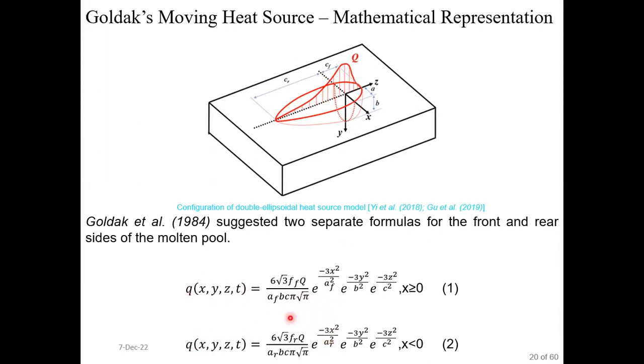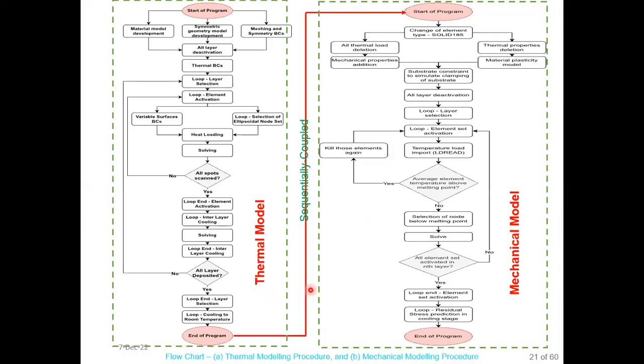The only difference here is that we have to compute the values a_f, b, c, and a_r, b, c. These are the Goldak double ellipsoidal heat source parameters, which can be calculated with the help of pilot experimentation of a single bead. We will cover the calculation procedure of these parameters in the further slides.